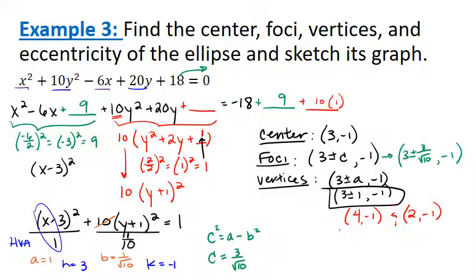So sketching a quick little picture of this. Let's see. Our center is 3, -1. Our vertices are 4, -1 and 2, -1. So we can just sketch this like so. Okay, not so bad.